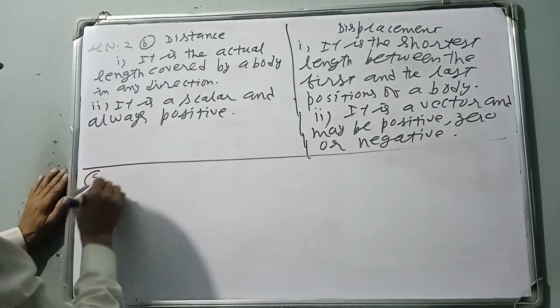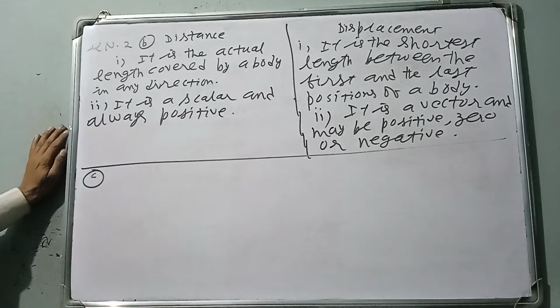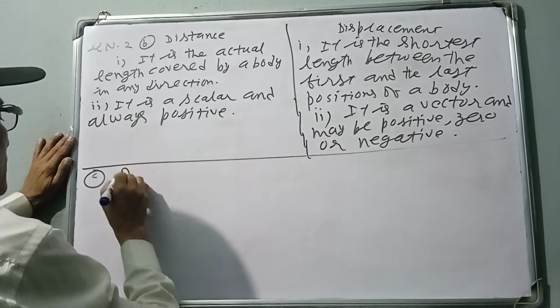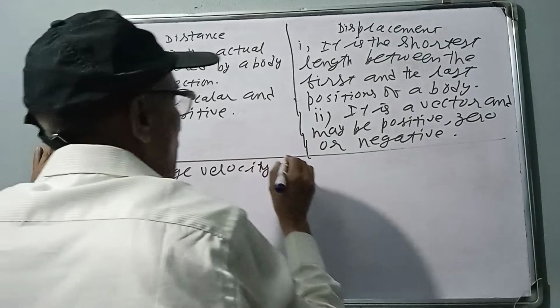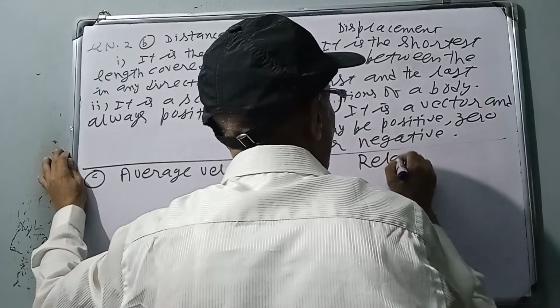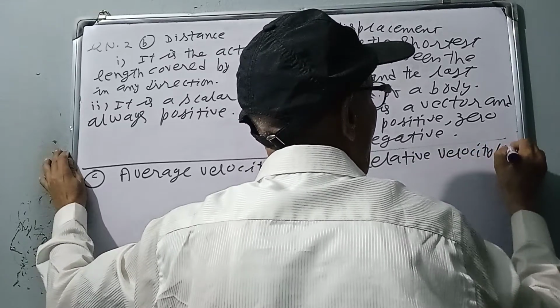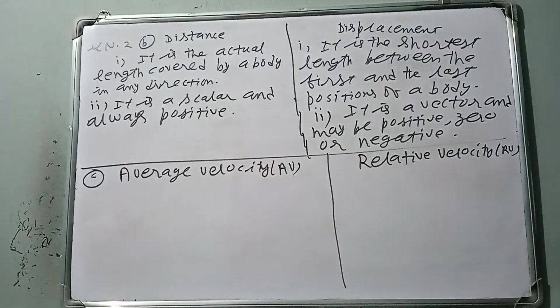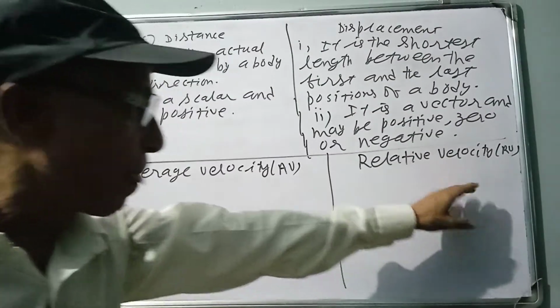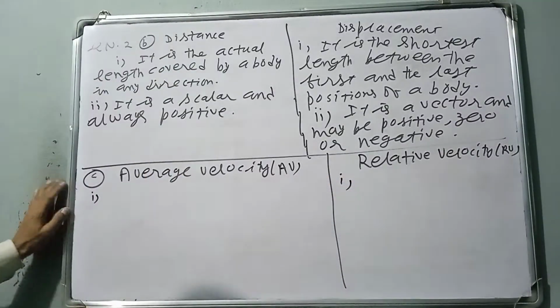C number, you can write any direction. For example, average velocity and relative velocity, RV and AV for short. What do you mean by average velocity? What do you mean by relative velocity? You can write down the definition and formula.